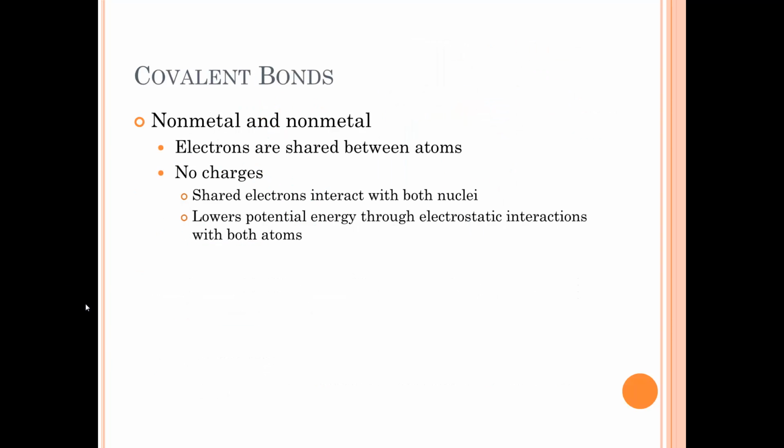Covalent bonds, however, occur between two nonmetals. The electrons are being shared between the atoms rather than one giving and one taking. There are no actual charges, no full plus one or full minus one. Shared electrons interact with both nuclei, and it lowers the potential energy through electrostatic interactions as well, but with both atoms, not just one or the other.